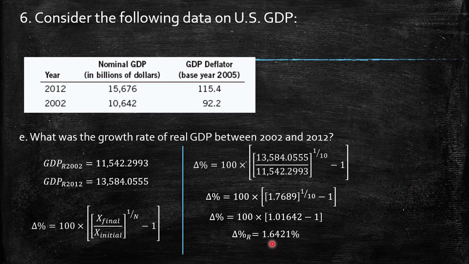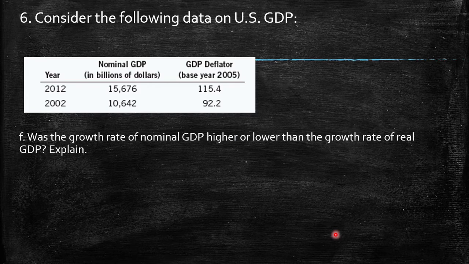It was 1.64%. Then, was the growth rate of nominal GDP higher or lower than the growth rate of real GDP? Explain. We know that the percentage change for nominal was 3.94%, right? And the real was 1.64. So what can we automatically extract from this?